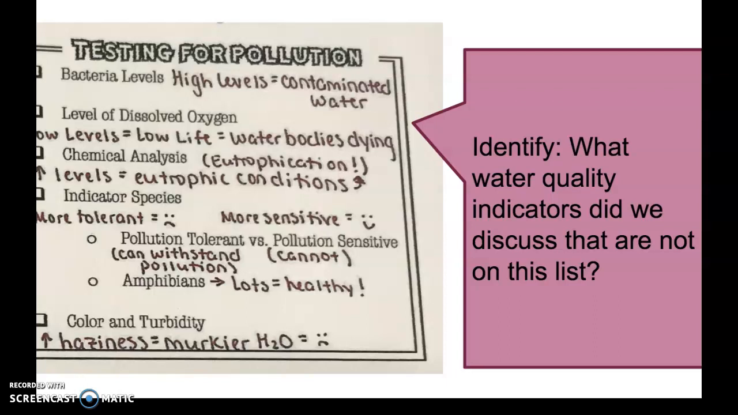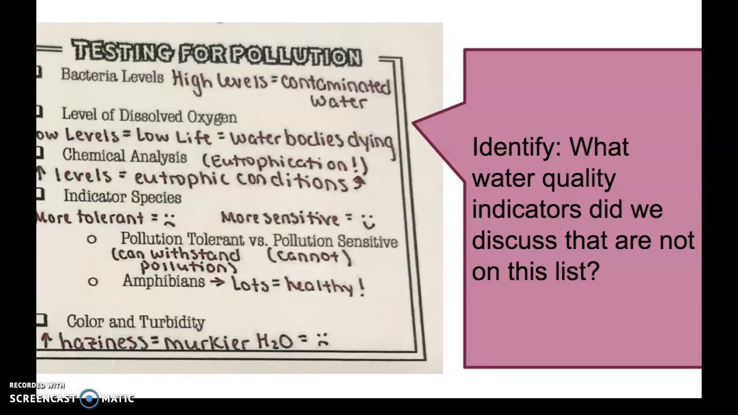We also have what we call indicator species. So this is our biological indicators. We have species that are more tolerant, and we have species that are more sensitive. So if we find a water sample with lots of tolerant species, that typically indicates that we have a lot of pollutants. If we find some with more sensitive species, it typically indicates that our system is nice and healthy. Pollutant tolerant means that they can withstand pollution, and pollution sensitive means that they cannot.